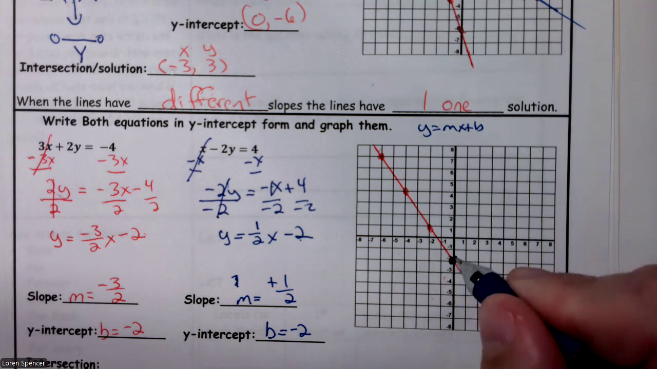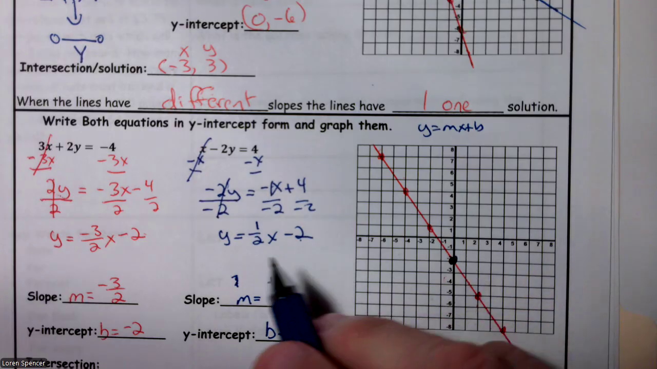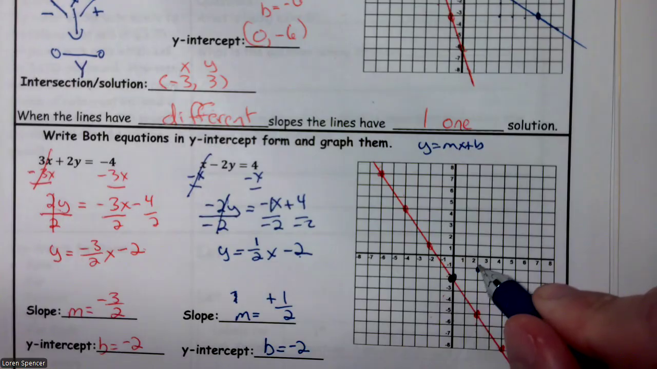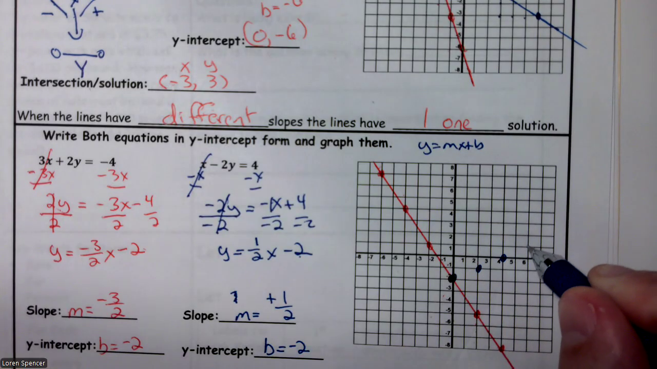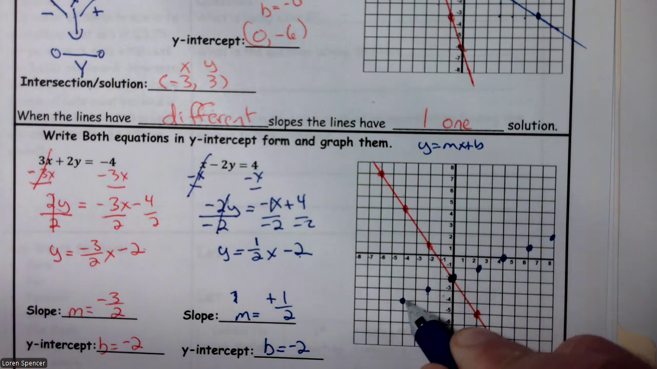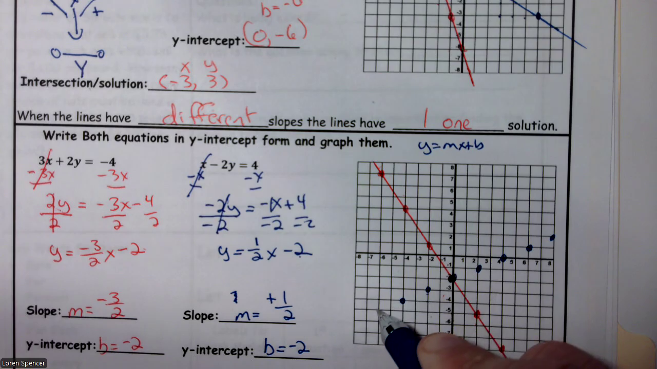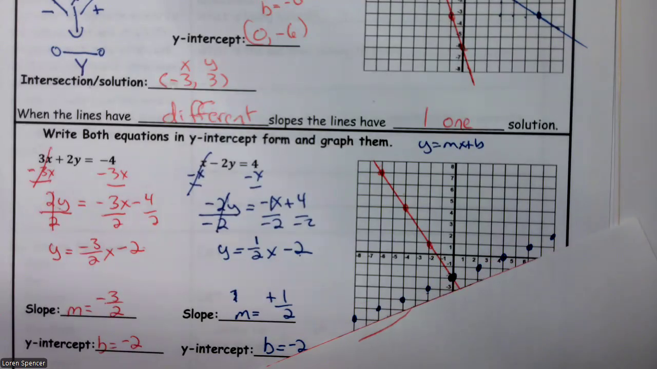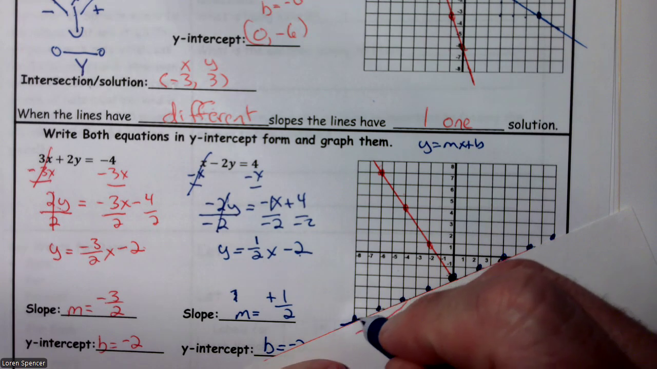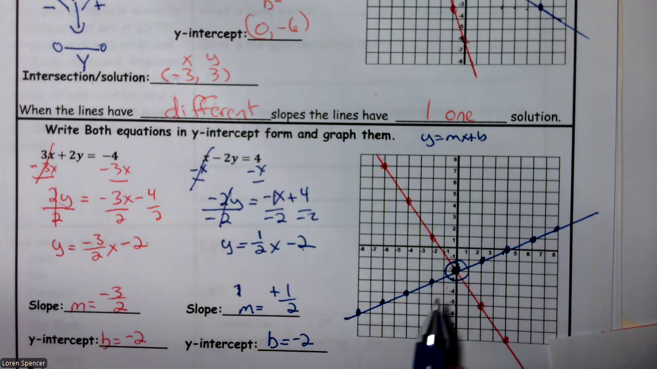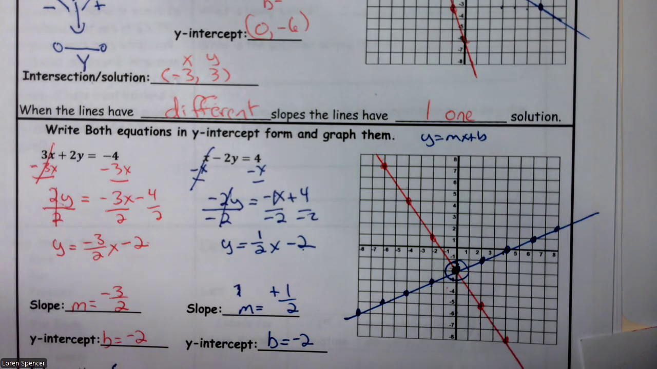So we know we have this, and that's our starting point. So we're going to go, and it's a positive slope, so it has to slope up. So up 1/2, up 1/2, continuing on. And I can go the other direction as long as I'm following the 1, 2 pattern. And where the two lines intersect is my solution. And they intersect at 0, -2.